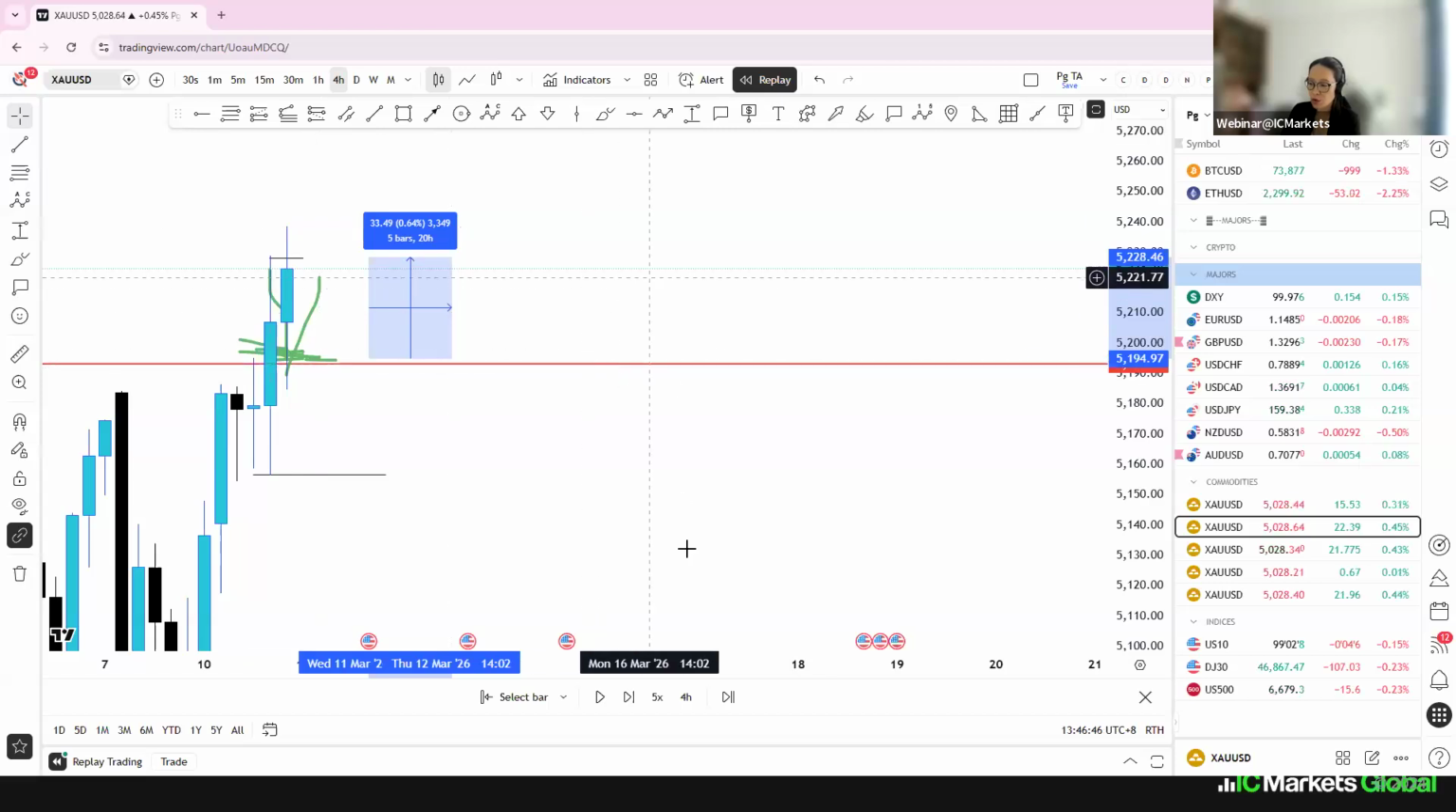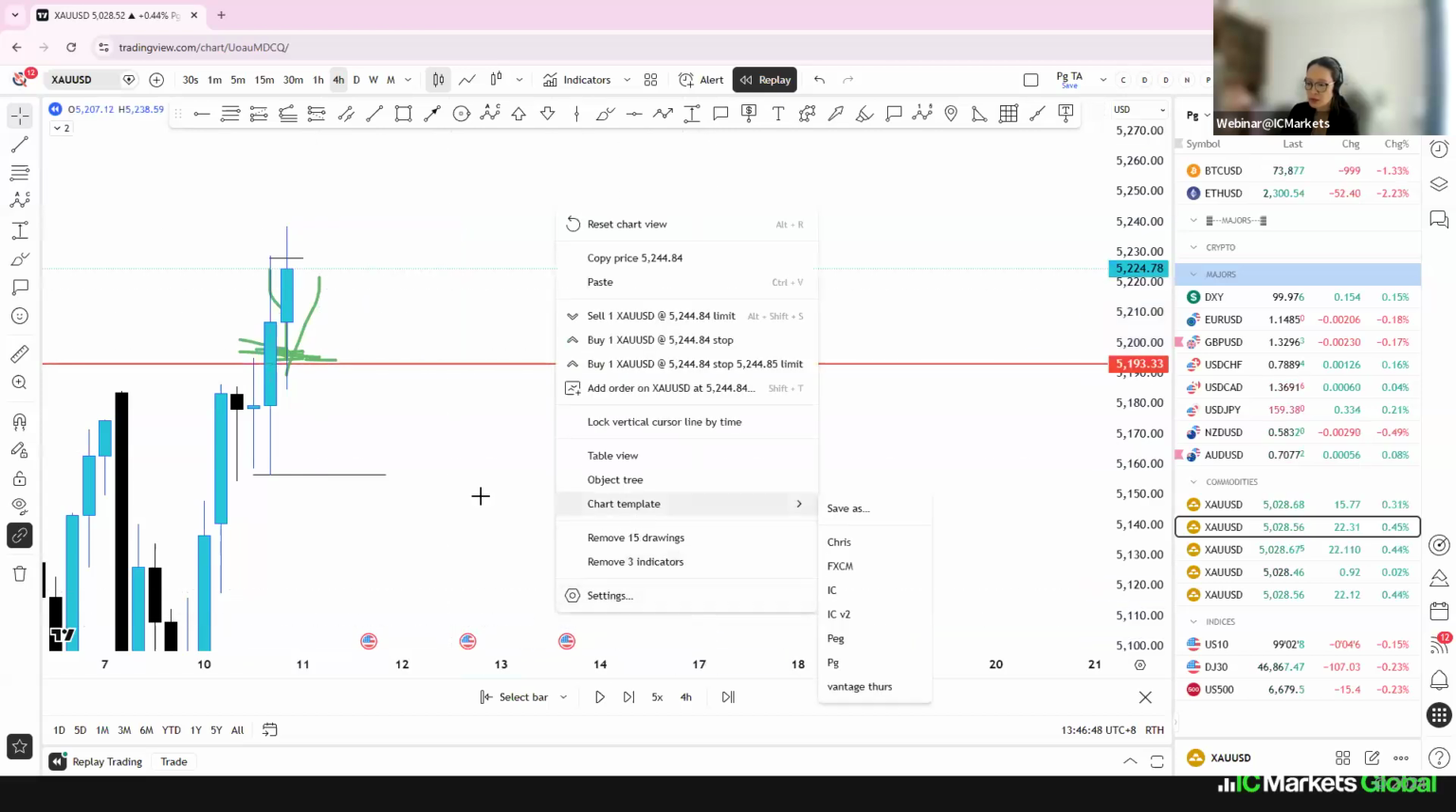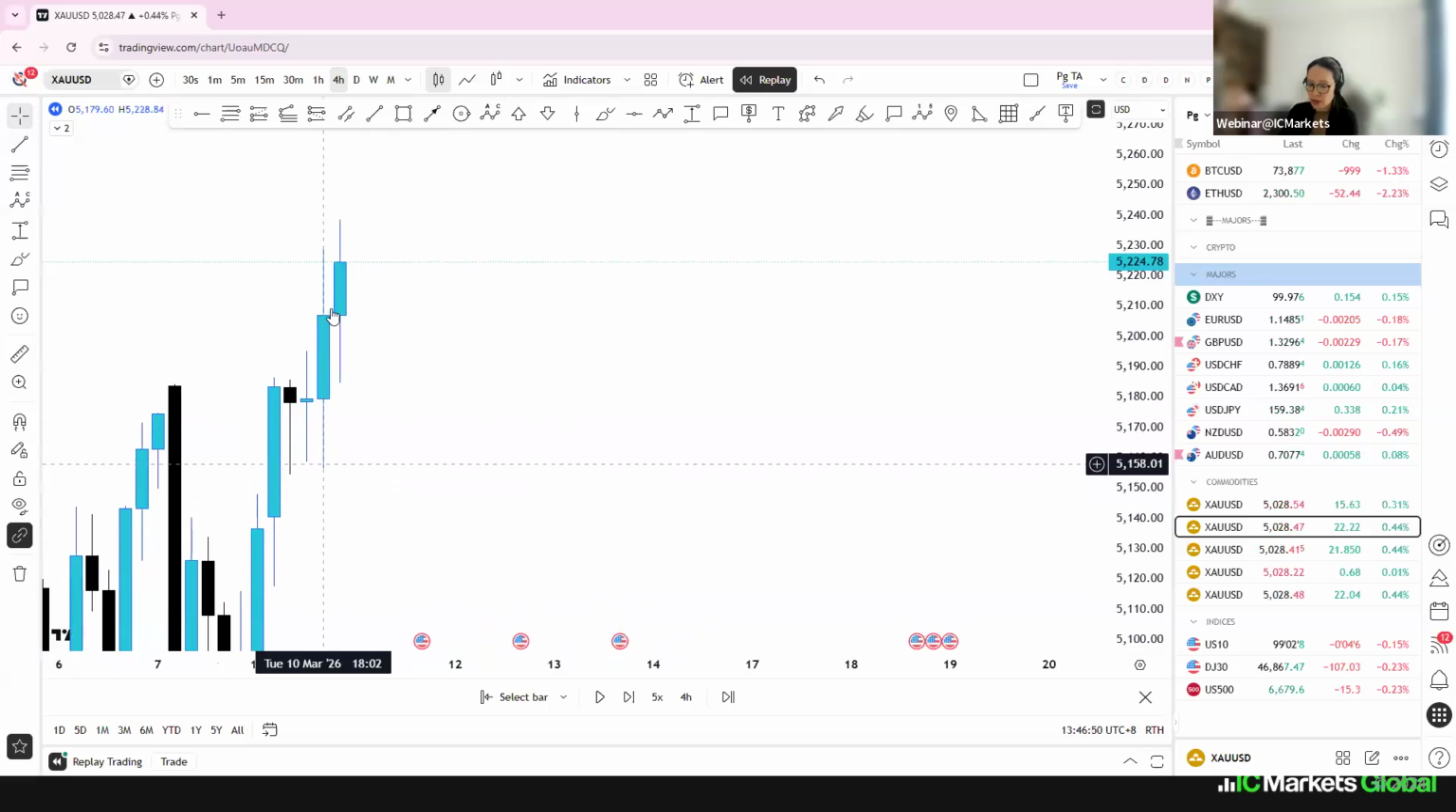If I want to hold my position, what I need to do is shift my stop loss somewhere here to my break even, or you use a trailing stop loss, like every 30 pip, 50 pip. You can set that.